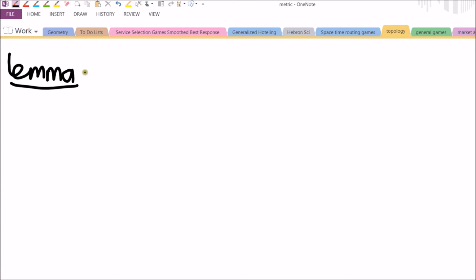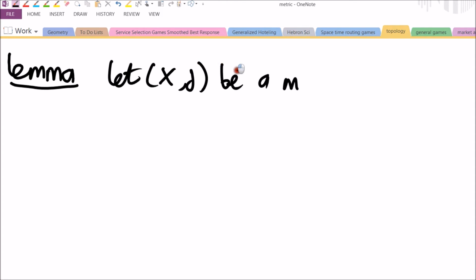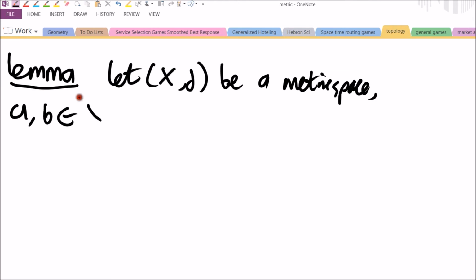And what it says is that, well, let's write it out properly. Let (X, d) be a metric space, and suppose we've got a pair of points in that space, A and B. And also let's suppose that we have a couple of positive numbers, delta 1 and delta 2. Now here's the point.